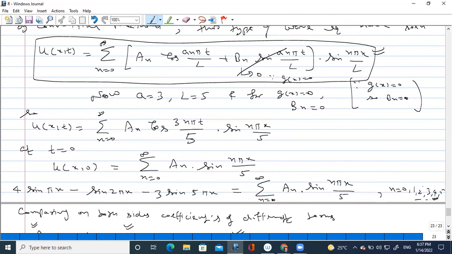A value is 3. N value you have to put 5. Okay. Then it will become a5. And a5 is 4.